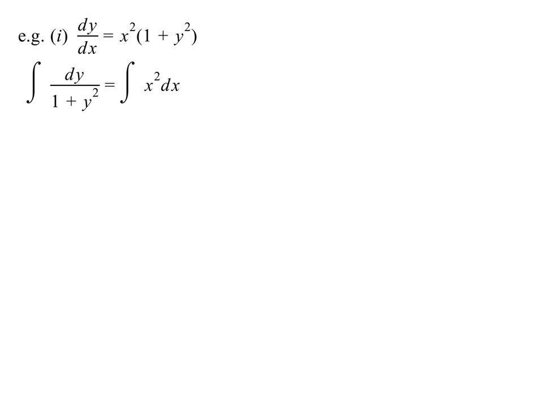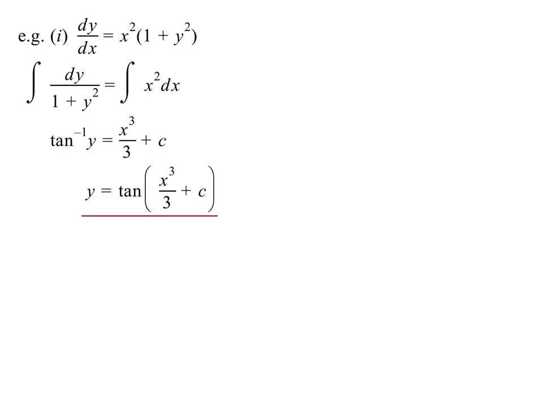So let's integrate. Inverse tan of y is x cubed on 3 plus, it really doesn't matter where you put the constant, on the left-hand side, on the right-hand side. There's just a constant in there somewhere. If I want to make y the subject, which is probably why it makes more sense to put the constant with the x, we'll get y equals tan of (x cubed on 3 plus a constant).